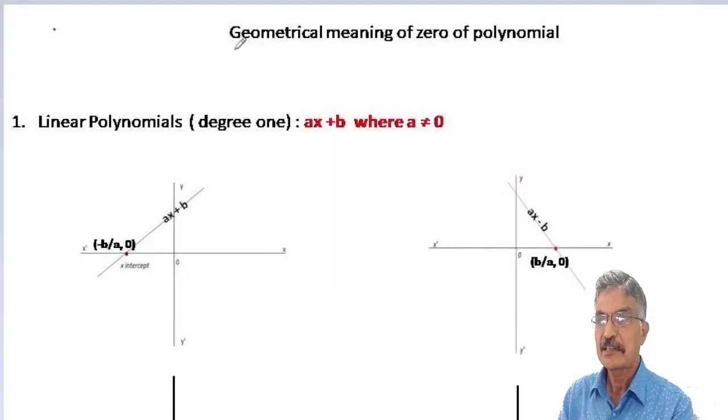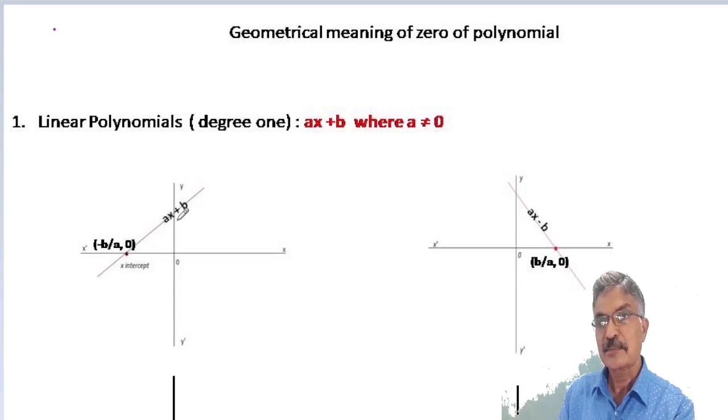This is the geometrical meaning of the zero of a linear polynomial. The general form is ax plus b. We have already studied that the graph of a linear expression is a straight line. So here, if the coefficient of x is positive and the constant term is positive, then the slant of the line is in this way. It will meet the x-axis at the point (minus b by a, 0). So this is the zero of this polynomial.